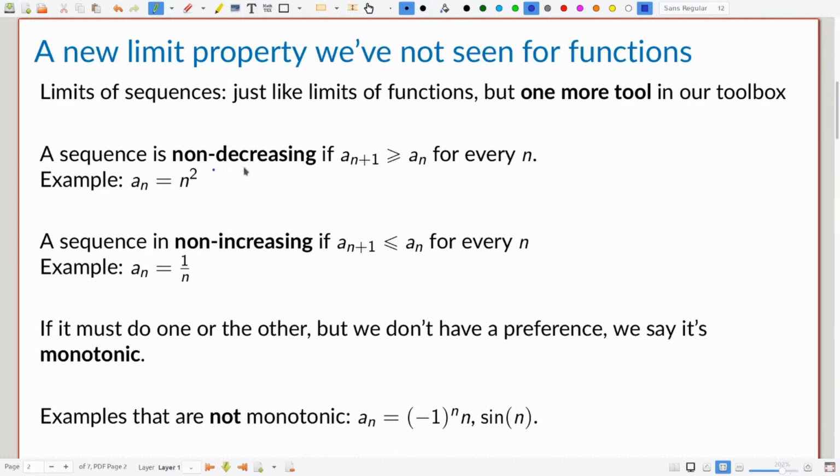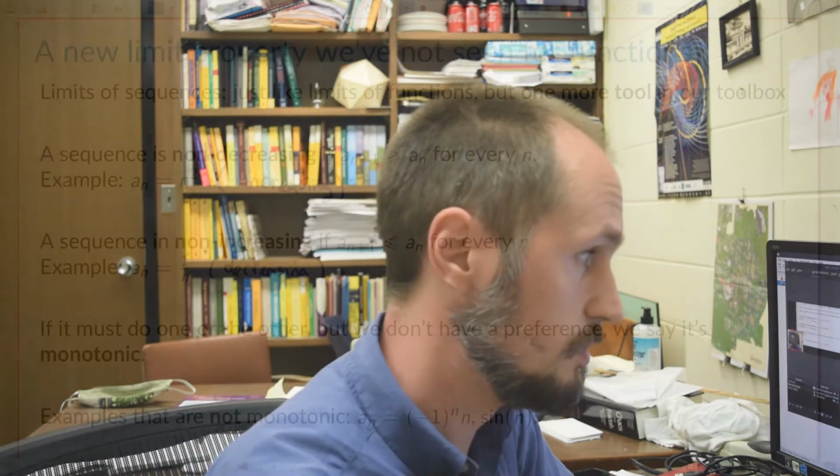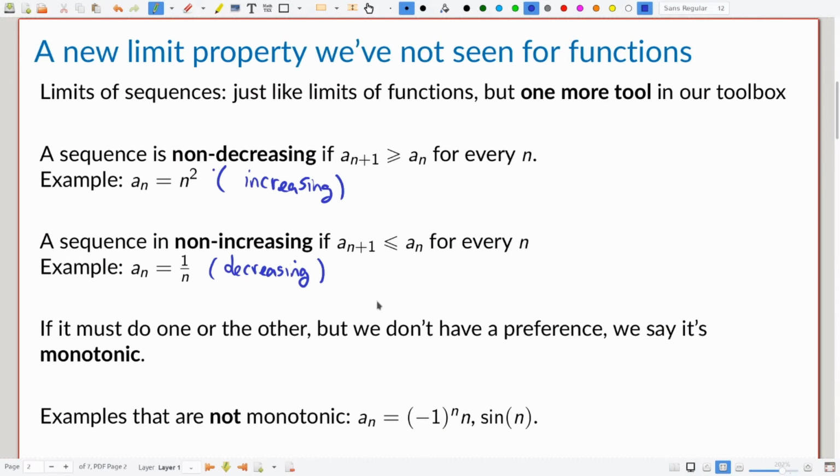Now I'm going to make a little remark here: this is an example of something that is increasing, and this is an example of something that is decreasing. If you think back to Cal 1, you had this language of non-decreasing, increasing, non-increasing, decreasing for functions. So hopefully these words are not new for you, and it'll ring a bell from your memories of Cal 1. Now, we're going to be interested in sequences that have one of these properties. We'll say that those are a monotonic sequence or a monotone sequence.